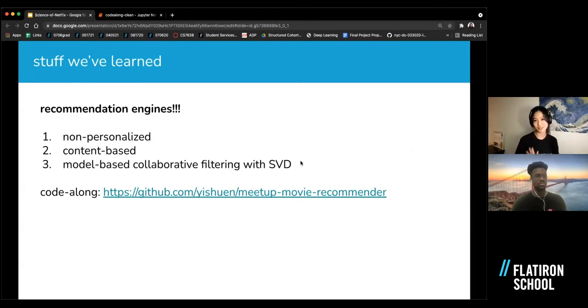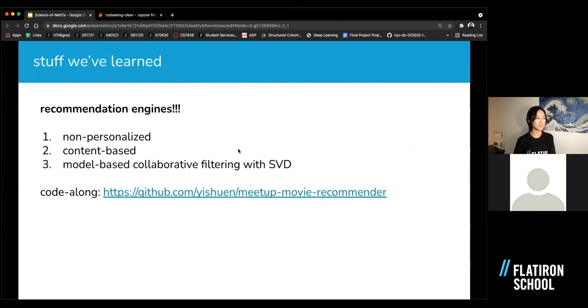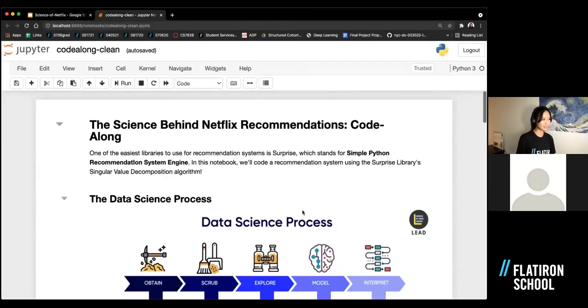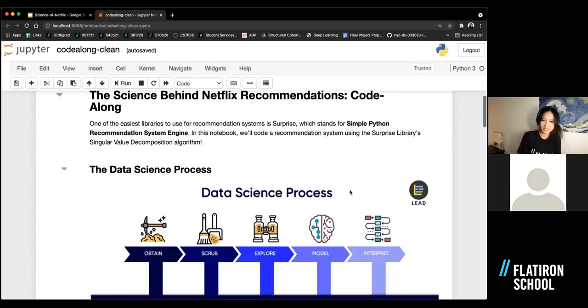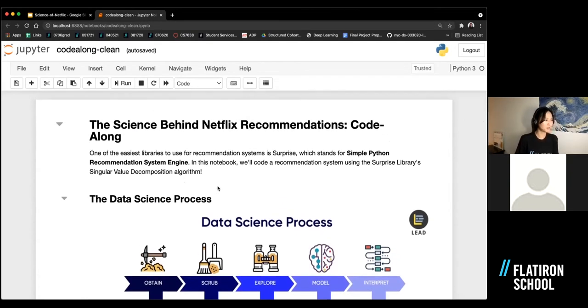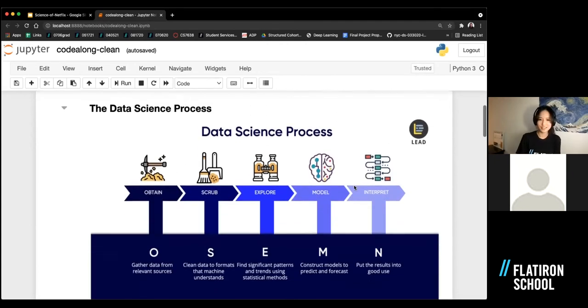Just to summarize real quick before we do that, we talked briefly about non-personalized and content-based recommendation engines, and then we talked about how we do collaborative filtering with SVD, singular value decomposition. Right now I'm going to walk through some code of a very, very simple movie recommendation system. You'll get a link to the code within 24 hours of this session. Before that, I do want to go over the data science process.